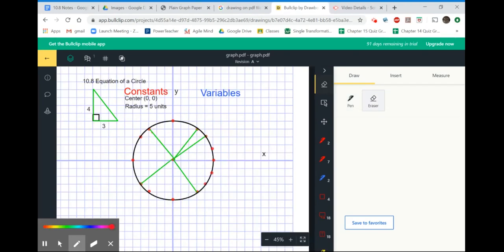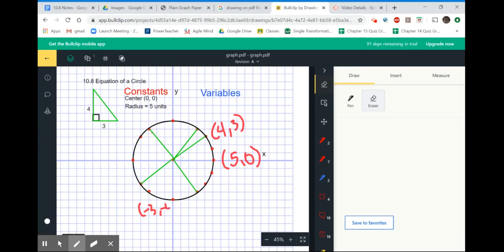So if I am over here, this point right here is (5, 0). And if I'm over here, this point is (4, 3). And over here, I have point (-3, -4). And there's lots of points I can name as I go around. So the amount of points going around the circle is infinite.